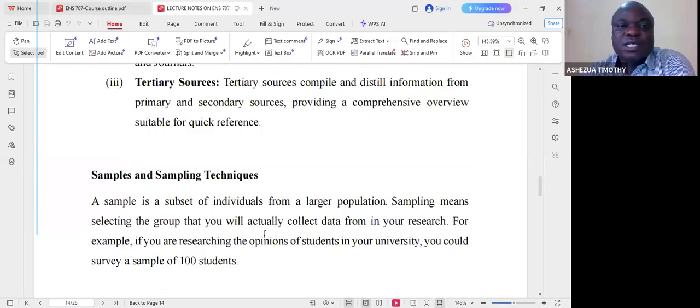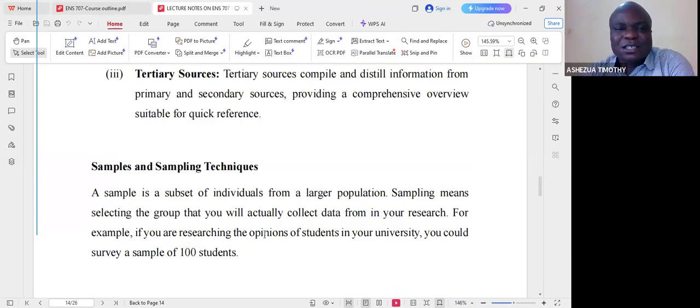So we have what we call samples and sampling techniques. Sample and sampling techniques. You need to know the difference between a sample, samples, and sampling techniques. So a sample is a subset of individuals from a larger population. I give you an instance to drive my point home.